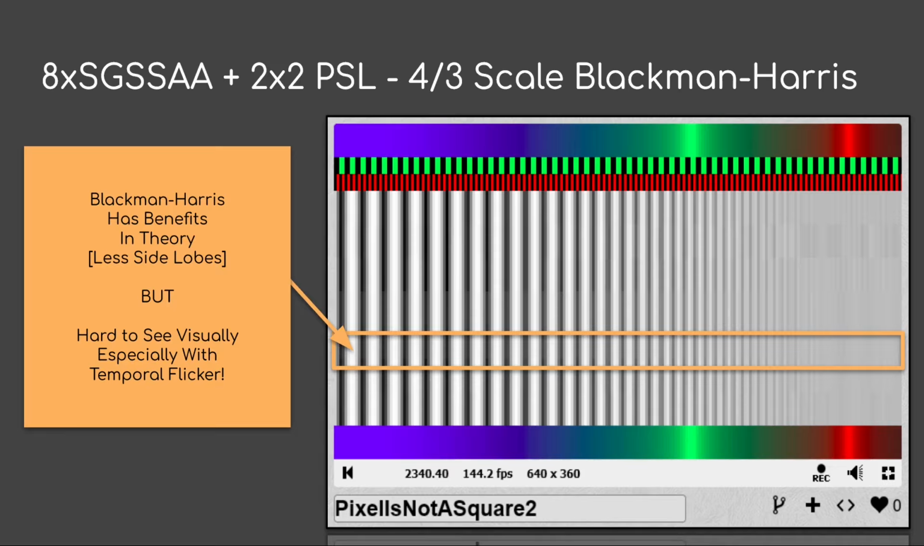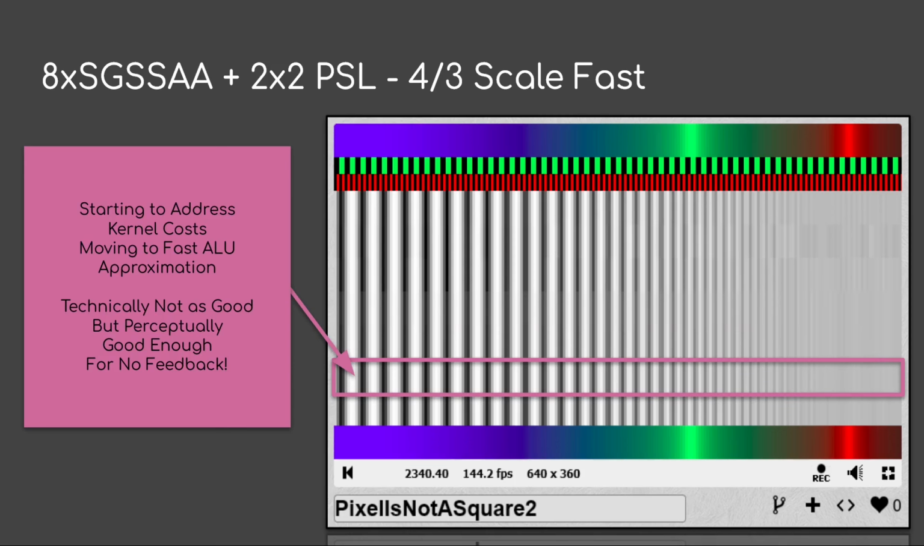We could also move to a potentially better kernel, like, for instance, Blackman-Harris. This one has some benefits in theory. It would have fewer side lobes in the frequency domain. However, it's really hard to see any difference visually, especially with the temporal flicker. So this hints at what we do next, which is: if we can change the kernel and we're not seeing too much of a variation or something that's perceptually important, we can start to optimize for the cost of computing the coefficients of the kernel.